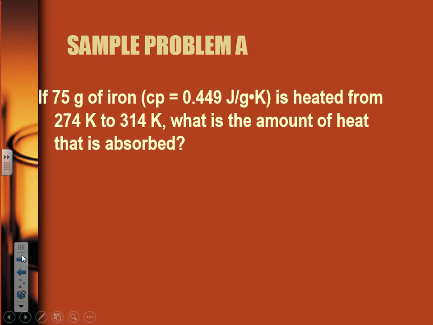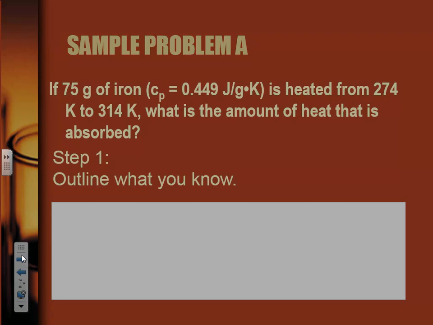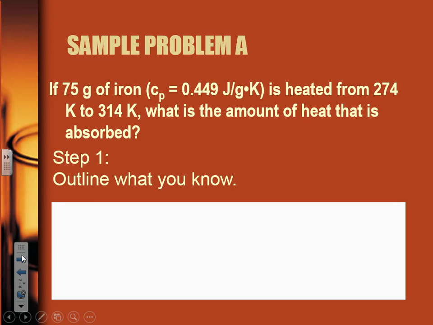Okay, sample problem. If 75 grams of iron with a specific heat of 0.449 joules per gram Celsius is heated from 274 Kelvin to 314 Kelvin, what is the amount of heat that is absorbed? Okay, so the first step is to outline what information we know. We know that we are working with specific heat, so the equation is Q equals mc delta T. So I'm going to outline those variables.